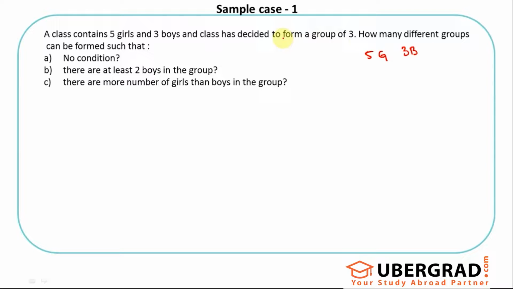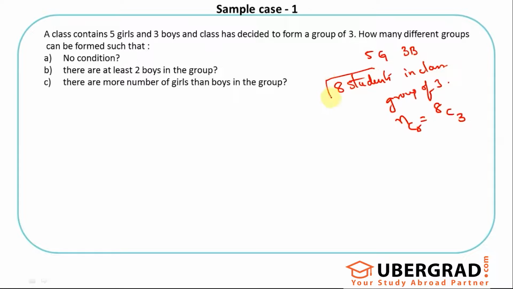It could be girls, boys. If I had asked a question like this: there are 8 students in the class and I need to make a group of 3 people. How many different groups can I make? This is simply nCr. 8 in the pool, I need to select 3 people to make a 3-member team. 8C3 is the answer. But here, instead of giving 8 students, what did the question say?